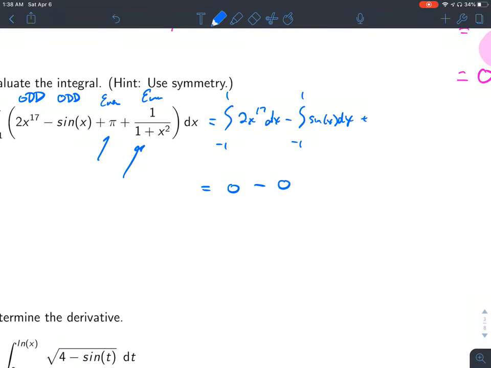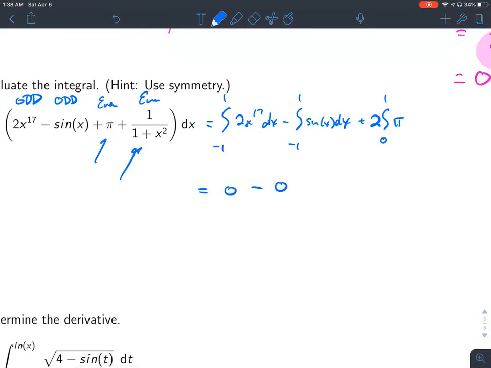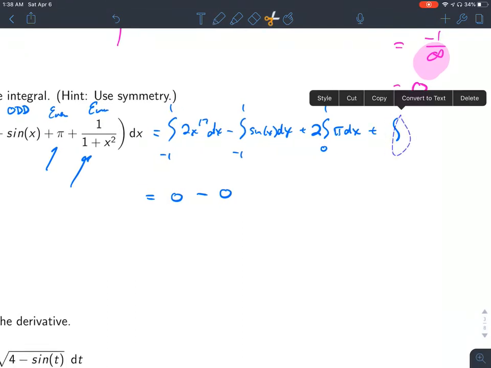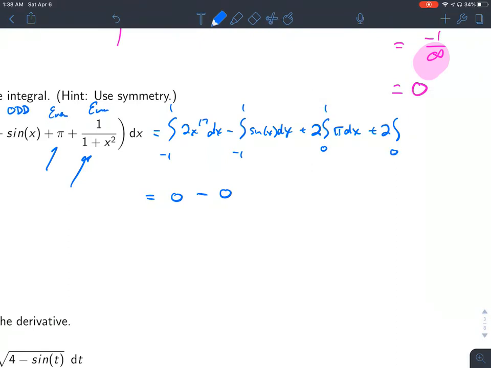If I add to that integrating pi from 0 to 1 and then I double it, that's the same as integrating from -1 to 1. You could do either one, but the clue up there says to use symmetry. Then I add to that, since this last term is also even, I could integrate from 0 to 1, then double it, or I could integrate from -1 to 1. 1 over 1 plus x squared dx.